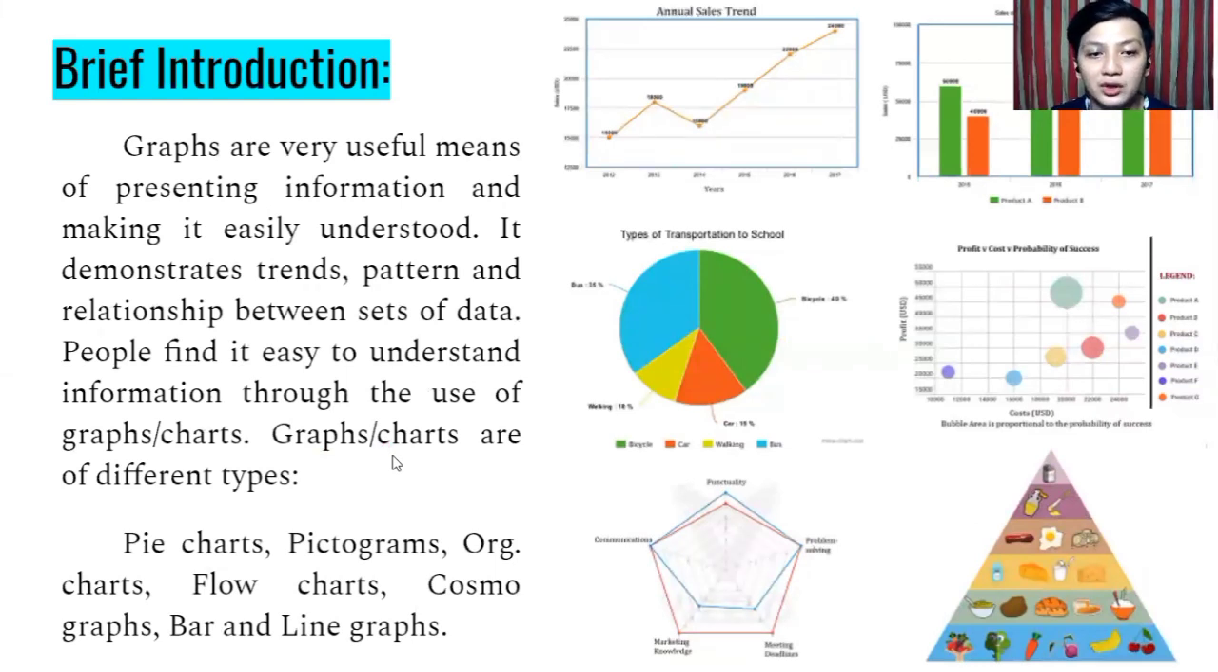So graphs or charts are of different types. Pie charts, pictograms, organizational charts, flow charts, cosmographs, bar and line graphs. So there are a lot of different types of charts or graphs that we have. So we have this type, this type, this type, and this type, and so on and so forth. So we are going to differentiate the different graphs or charts.